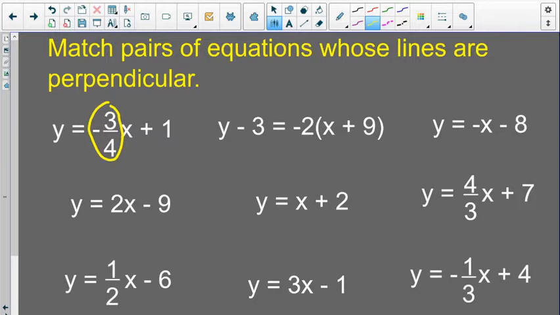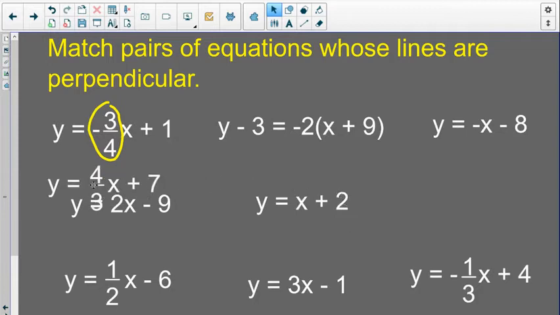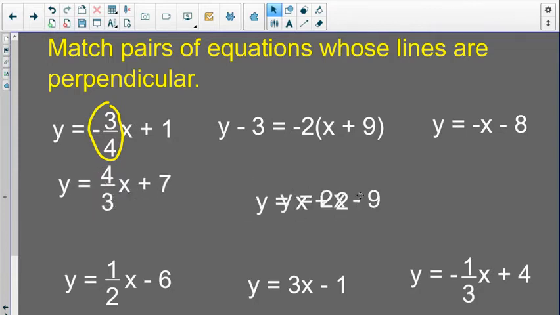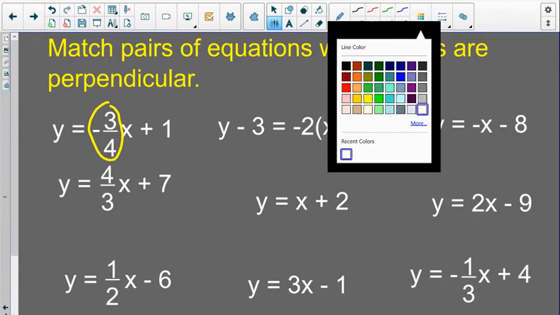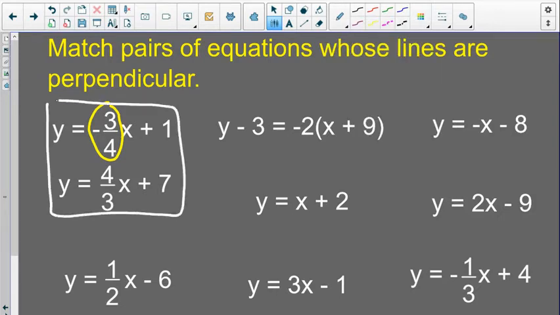Well, we'd have to have an opposite reciprocal. The opposite of a negative number would be a positive number, and the reciprocal of 3/4 is 4/3. So I'm looking for an equation that has a slope of positive 4/3. And I see I have one over here on the right-hand side. Let me just move that over and match them up. Okay, so those two would be perpendicular if we were to graph them, because their slopes are opposite reciprocals.